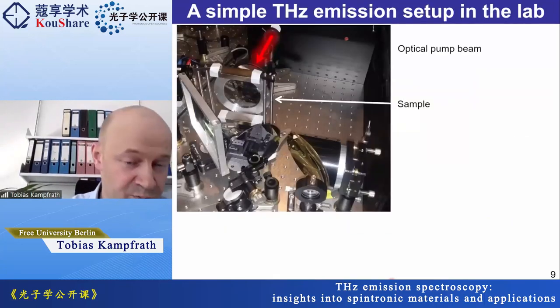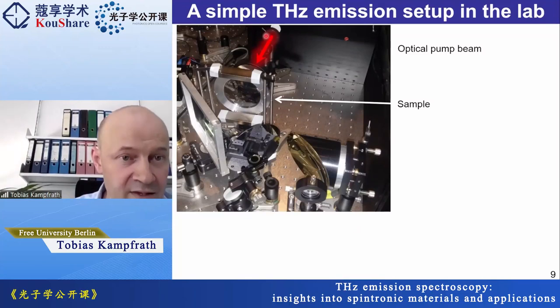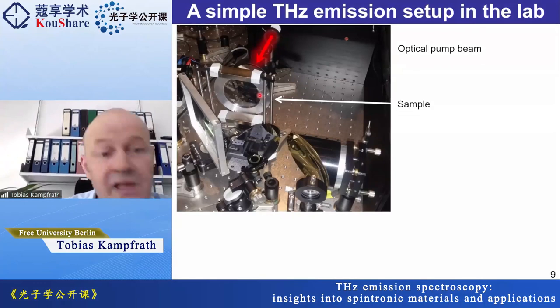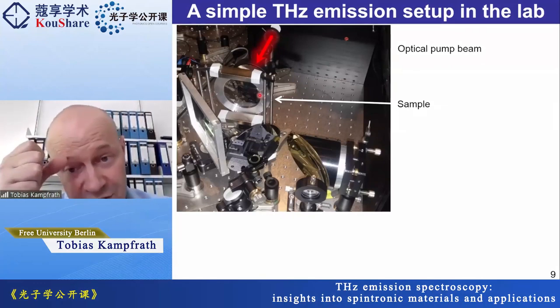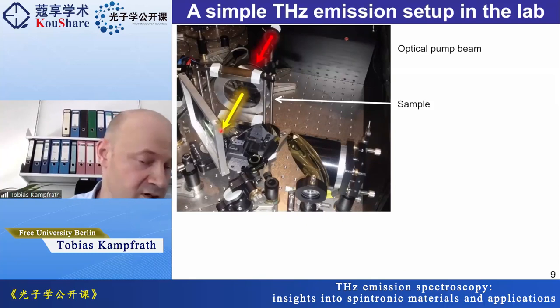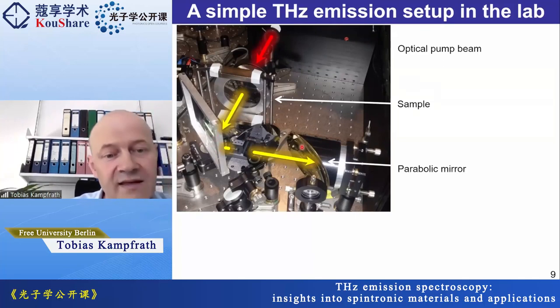And it's possible, for example, with this very simplistic setup that I show you here. So what do we have here? So here from the back, we have the pump beam, the optical pump beam. It hits a sample. And in this sample, a photocurrent is induced. The sample where the photocurrent flows accordingly emits the terahertz radiation. The terahertz radiation, for example, propagates in the forward direction, is then deflected by this dichroic mirror to the right-hand side, and finally hits this parabolic mirror.